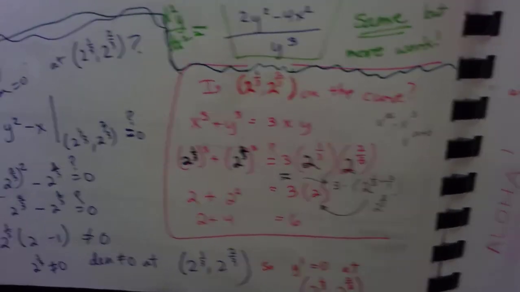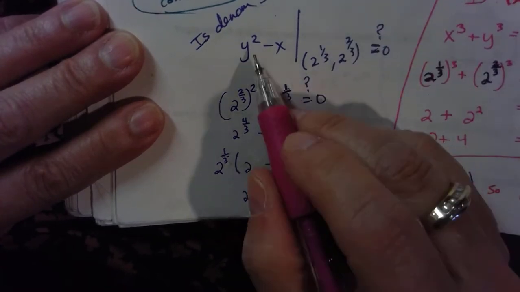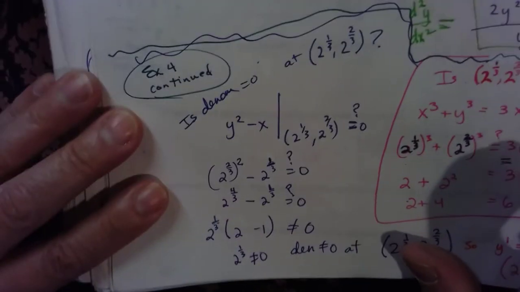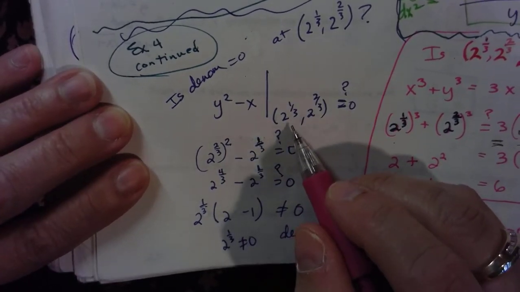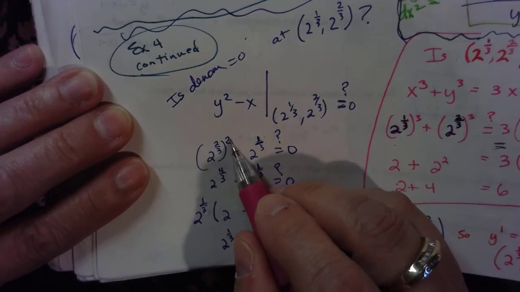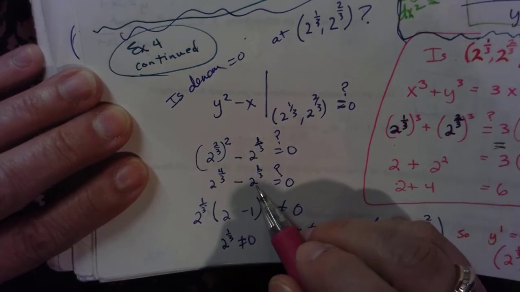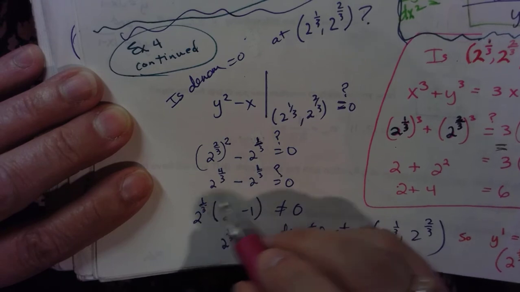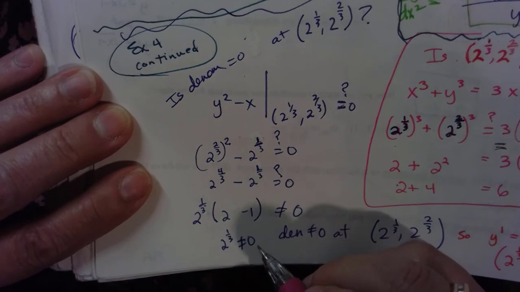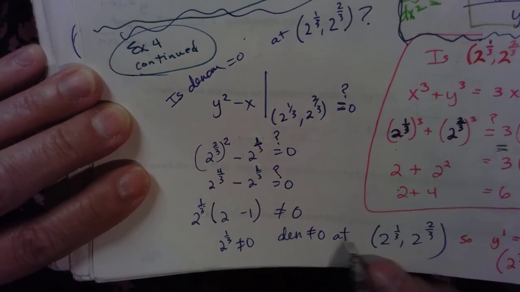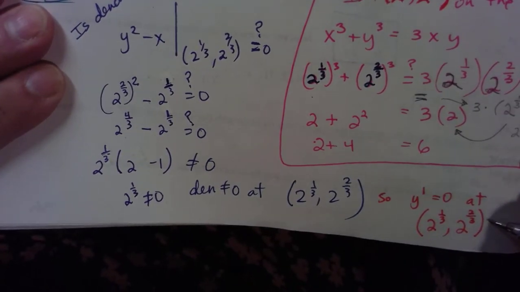Another question. Is my denominator 0 at (2 to the 1/3, 2 to the 2/3)? Is y squared minus x 0 at this point? Because I cannot have 0 over 0. So 2 to the 2/3 squared is 2 to the 4/3 minus 2 to the 1/3. Well, you know you can't combine that directly. What we can do is factor out 2 to the 1/3, and that leaves 2 minus 1, which is 1. So 2 to the 1/3 is not 0, so my denominator is not 0 at this point. So y prime does equal 0 at (2 to the 1/3, 2 to the 2/3).